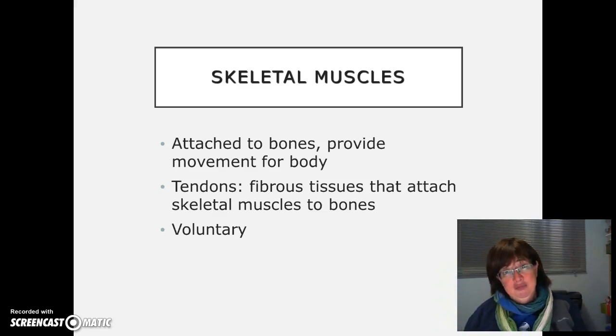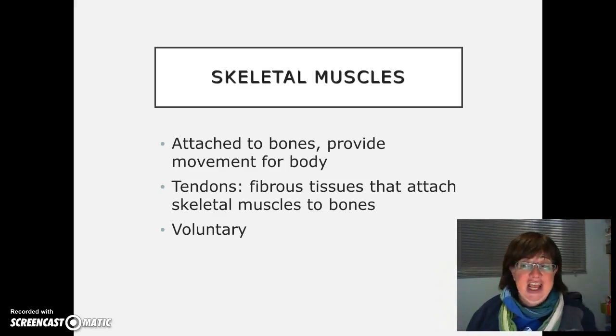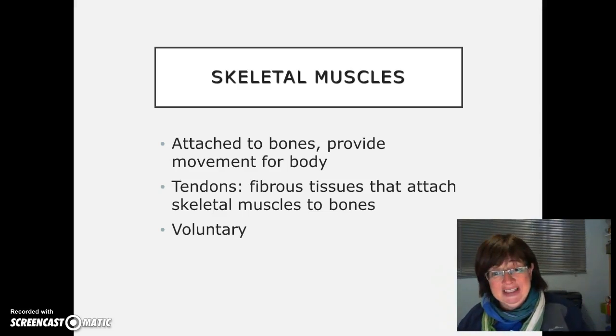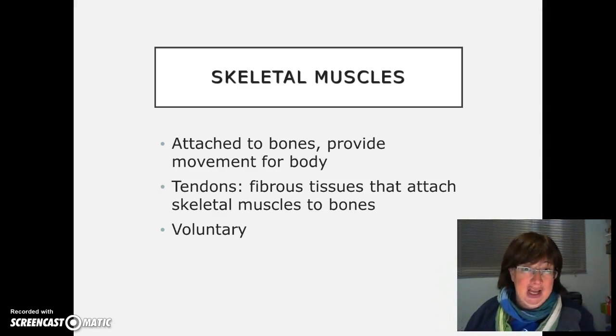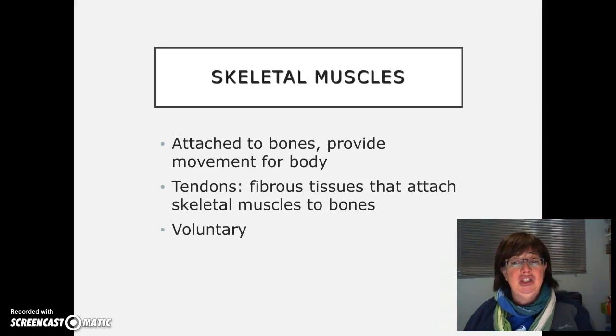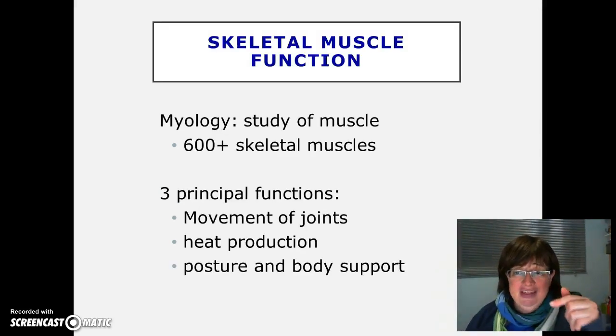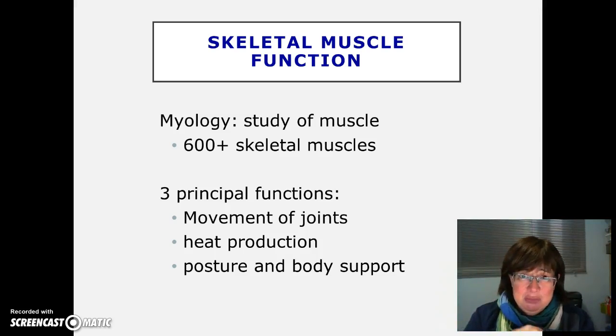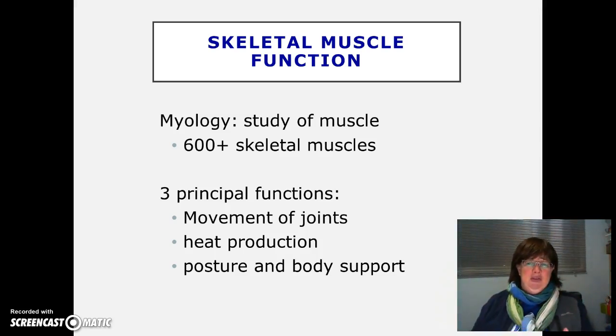Good. Now, skeletal muscles are special muscles that are attached to bone, and their main job is to provide movement of the body. Attaching a bone to a muscle is a fibrous tissue, a dense connective tissue called a tendon, and all of this movement is voluntary. You have to think about it. Now, there are over 600 skeletal muscles in the body. Please pay attention to the reading guide as to which muscles I want you to know. You don't need to know all of them. I've just chosen a few of the basics.